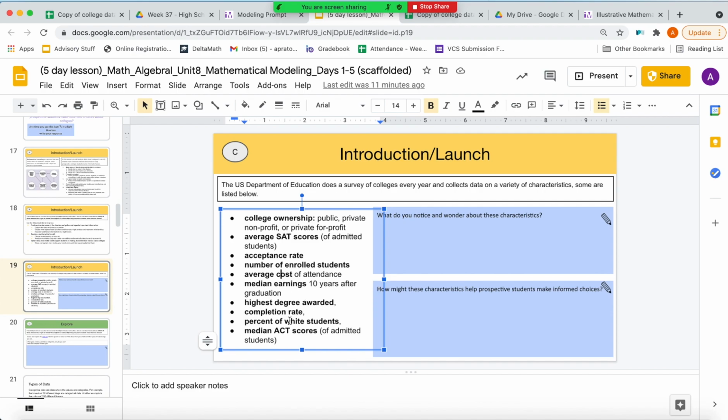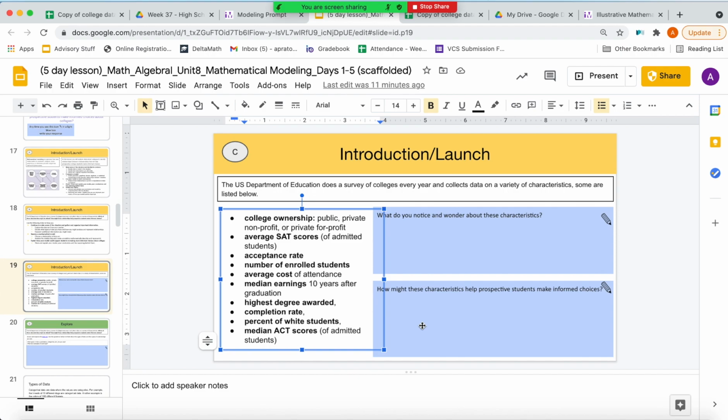Average cost of attendance. How much on average does it cost to attend that school? What is the price to go there? Median earnings. Median is the middle number, so how much are students who graduate earning 10 years after graduation? What is the potential salary you can get from going here? The higher it is, maybe the more likely you're like, oh, that might be a school I want to go to. You can potentially make more money.